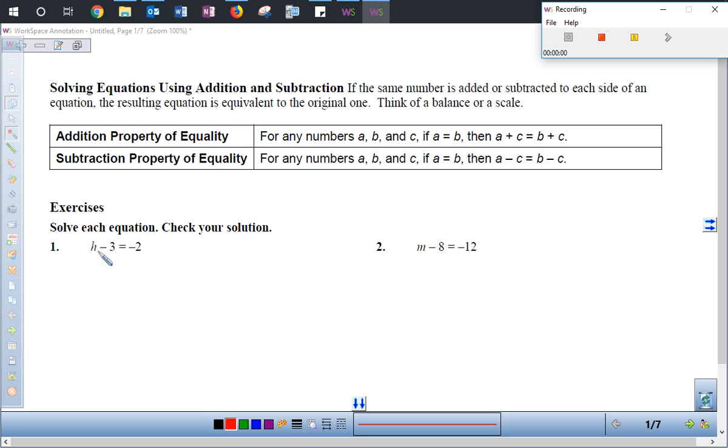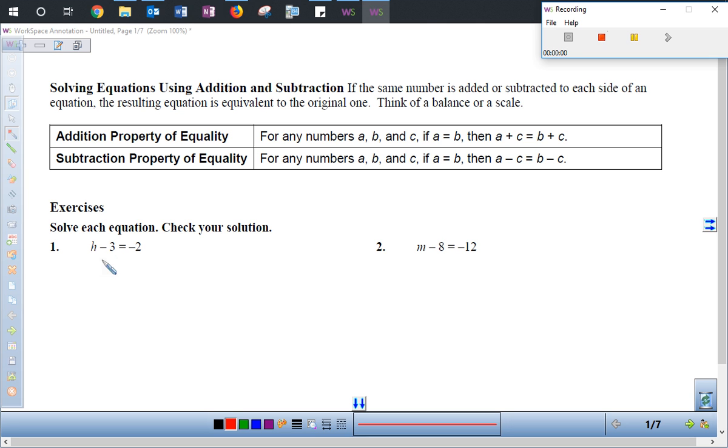And currently what's attached to this h is a minus 3. So we're taking this h and we're subtracting 3. Now to get h by itself, we need to do the opposite of what's happening right now. So since we're subtracting 3, to get that minus 3 to go away, we need to add 3.